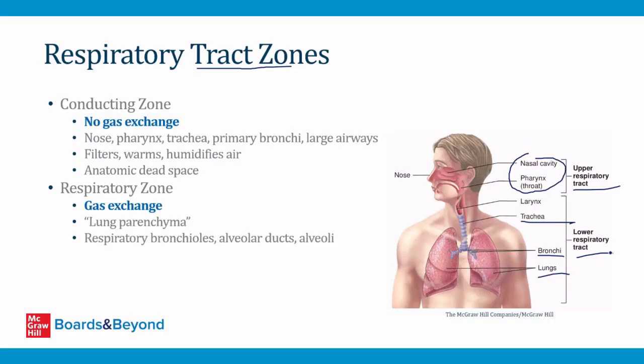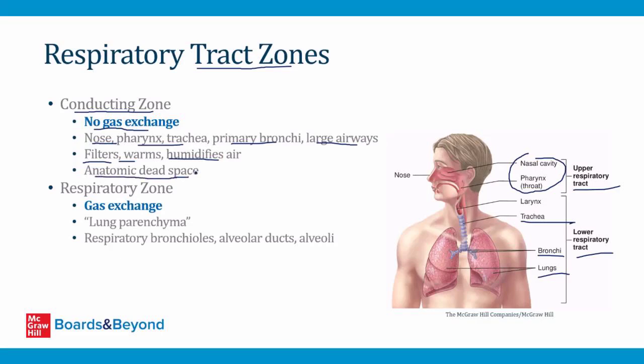But another way to divide the respiratory system up is in terms of zones. And when you do it that way, the conducting zone refers to the portions of the lung where there's no gas exchange. So this is everything from the nose to the pharynx and trachea, the primary bronchi, and the large airways. The role of these portions of the respiratory system is to filter air, warm air, and also humidify air, but no gas exchange occurs. And in terms of physiology, the conducting zone represents the anatomic dead space.